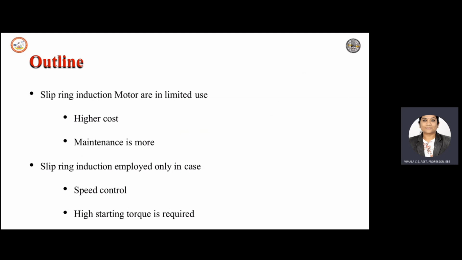The phase wound rotor, or slip ring rotor, has a higher cost because of the additional resistance, and maintenance is more. The slip ring induction motor is employed only in case of speed control, or when high starting torque is required.